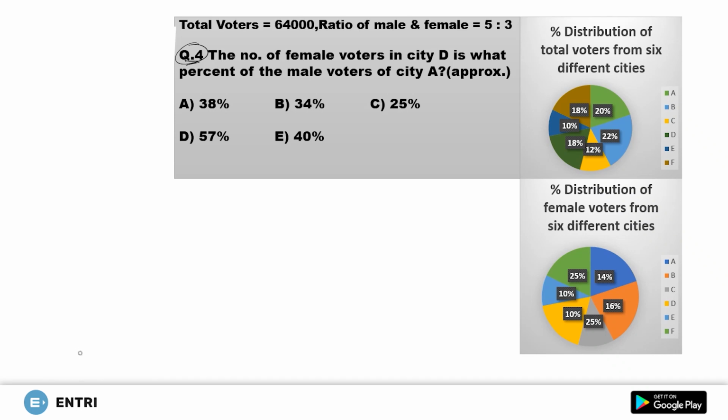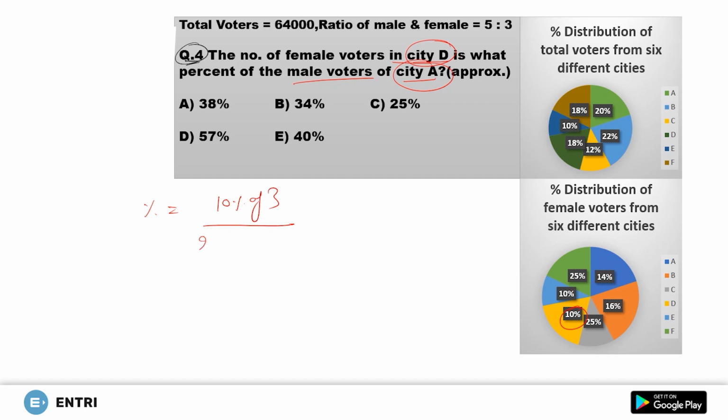If you have any doubt, please write it in the comment, and we will discuss that doubt. So now the number of female voters in city D is what percent of number of male voters in city A? Number of females in city D. Okay, so what are number of females in city D? So this is city D. So you will get 10% of 3 divided by male in A.